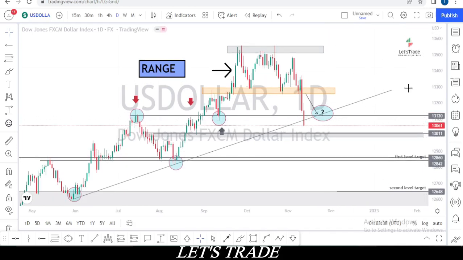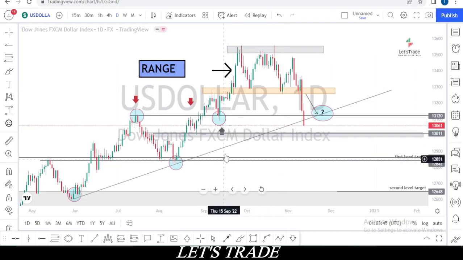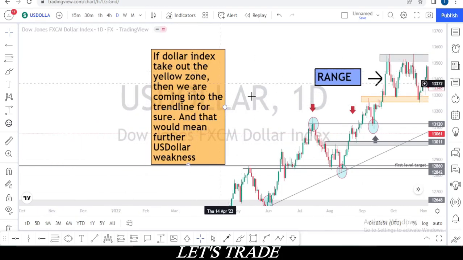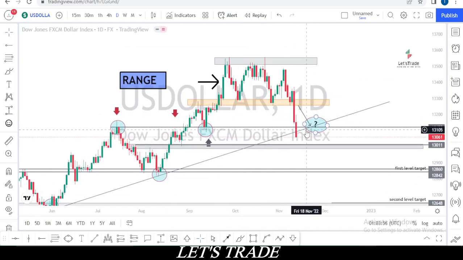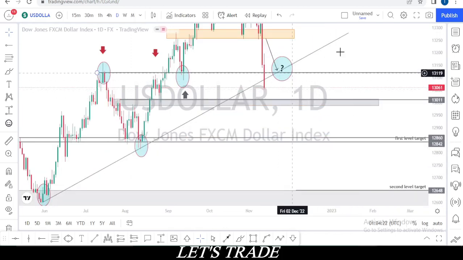Now, if you see, price has been ranging within these areas, within this area and this area, and there was this trend line. In fact, I even did something here. I posted this in the group where I said if we take out the orange zone or the yellow zone, that we are definitely coming to the trend line for sure. In fact, we've actually breached the trend line.